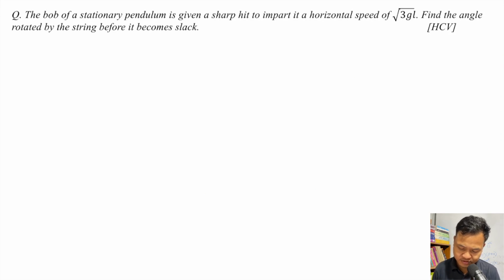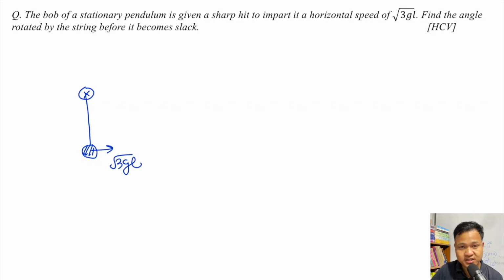The bob of a stationary pendulum is given a sharp hit to impart a horizontal initial speed of root 3 gL. Find the angle rotated by the string before it becomes slack. So it is something like this. The initial speed is root 3 gL. To complete the circle, the minimum required is root 5 gL. So if you give root 3 gL, it is not going to complete the full circle.